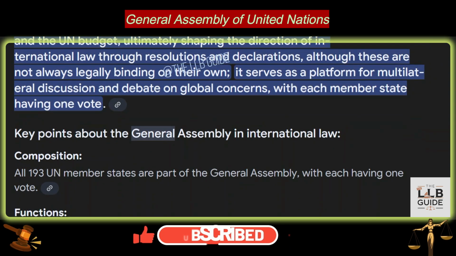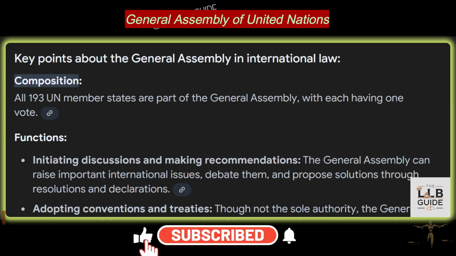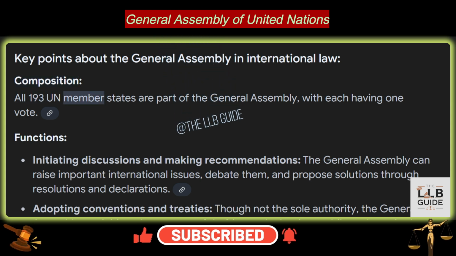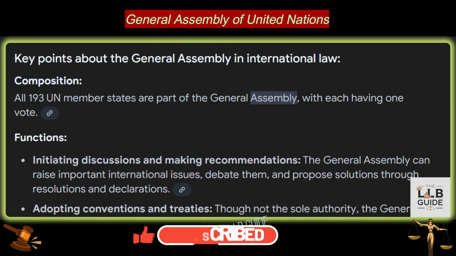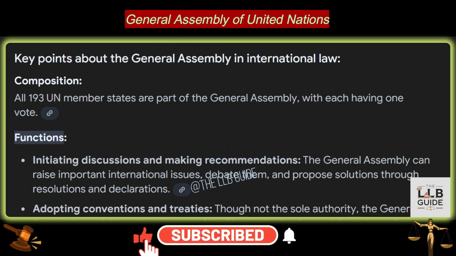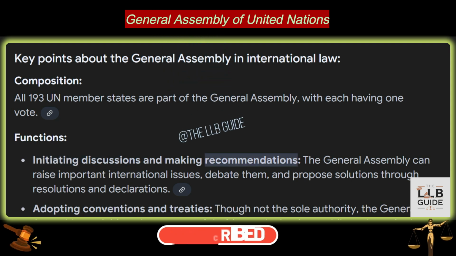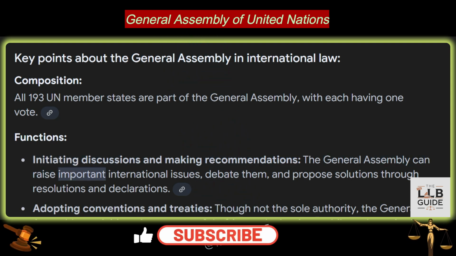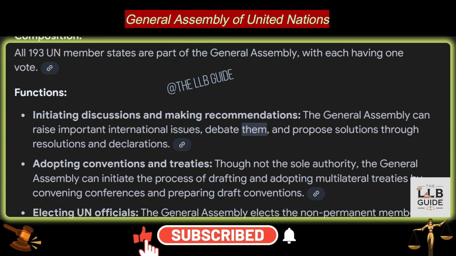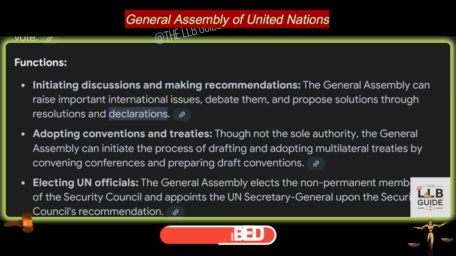Key points about the General Assembly in international law. 1. Composition. All 193 UN member states are part of the General Assembly, with each having one vote. 2. Functions. Initiating discussions and making recommendations. The General Assembly can raise important international issues, debate them, and propose solutions through resolutions and declarations.